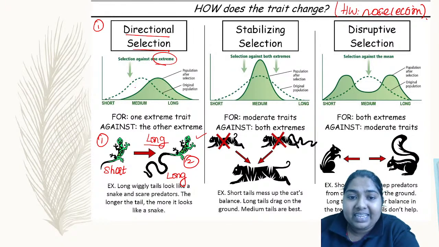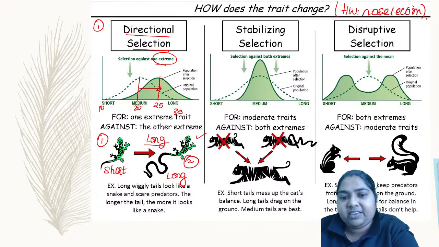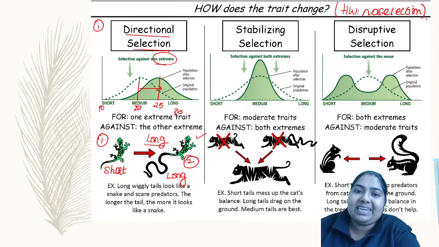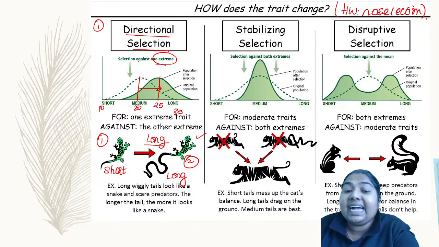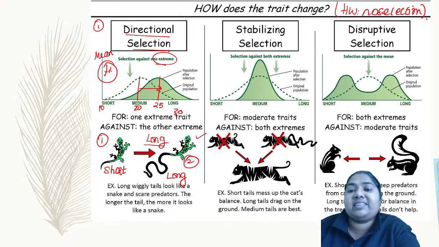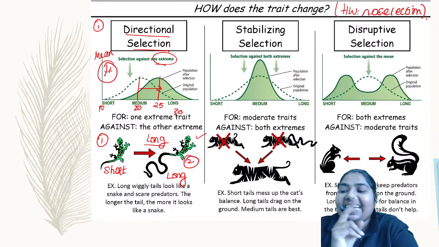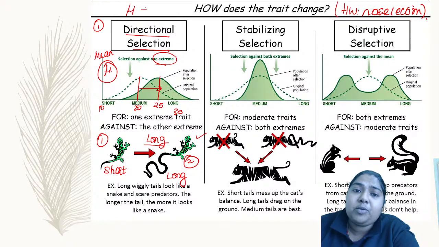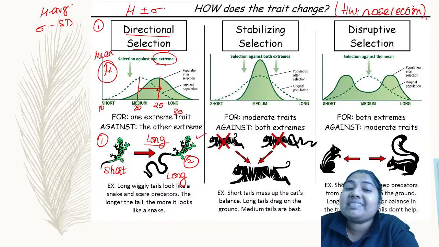Now you see this was the original mean. If I take this as 10, 20 and 30, the original mean was at 20, but now it is shifting towards 25. This movement is what is called directional selection. In directional selection, the mu itself changes. Mu is the mean value. Usually we represent mu plus or minus sigma: mu is the average and sigma is the standard deviation. As far as directional selection is considered, your mu itself will change.